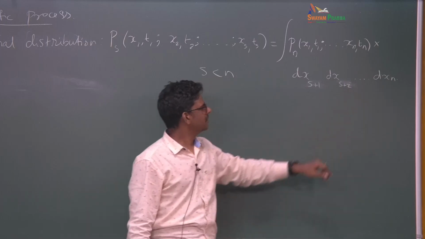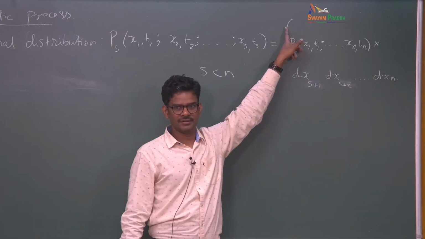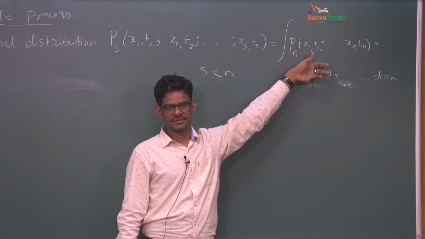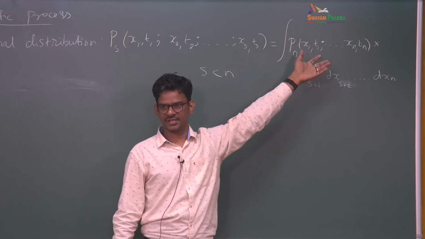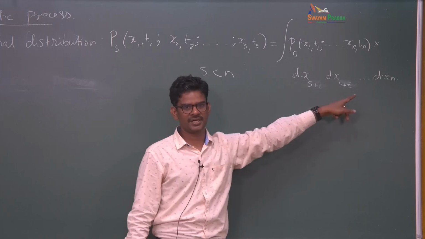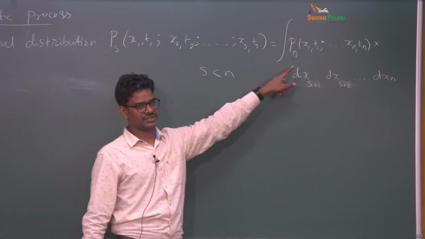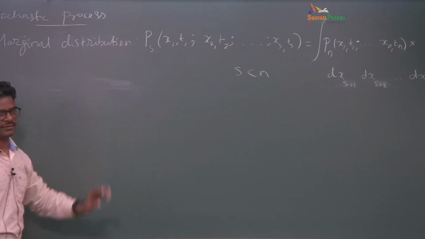How many dimensions are there in the integral? N minus s dimensions, because for each variable you are integrating, and we call this the marginal distribution function.